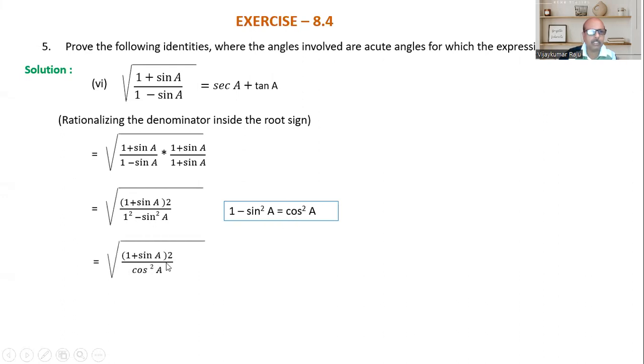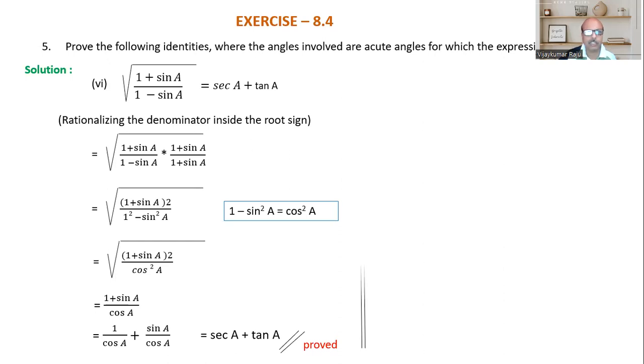It becomes 1 plus sine whole square upon cos square. This square and root cancel. So it will be left with only 1 plus sine upon cos. Let us break this down. It becomes 1 upon cos plus sine upon cos. 1 upon cos is sec and sine upon cos is tan. This is what you have to prove. So that was the simple proof.